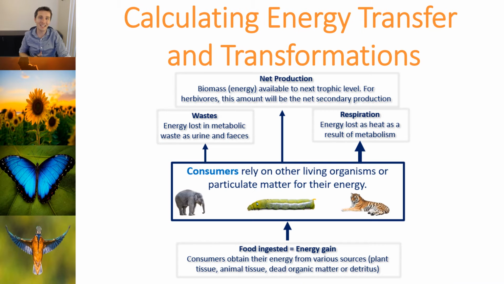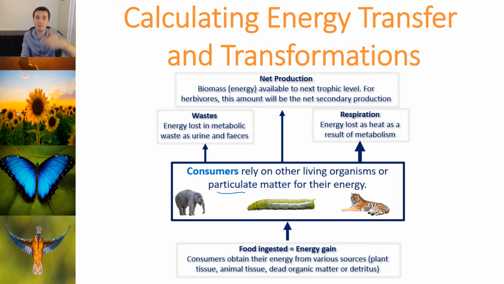Okay? When we consider consumers, they're going to ingest food or consume food. This is the amount of energy gained. Consumers obtain their energy from various sources. This could be plant tissue, animal tissue, dead matter, or detritus if you're a worm. So consumers rely on living organisms or particulate matter for their energy. Particulate if you're a worm, just to ensure that you understand, we're talking about detritus there, or for example scavengers like crabs and things like that. Okay, so consumers rely on these organisms which they've ingested.